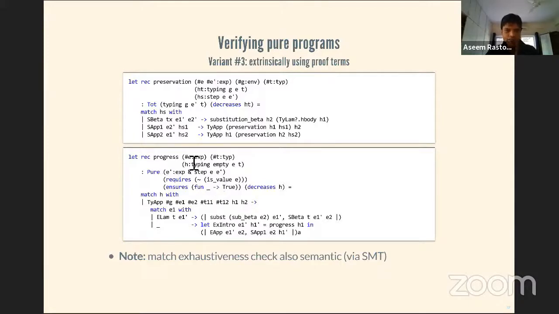It's saying that, okay, if I give you an expression E and a type T such that E has type T, and it has a precondition that E is not a value, then return to me an expression E prime and an evidence that E steps to E prime. Now this evidence so far, what we have seen was in the logic, right? We were giving it to Z3 and then Z3 was proving it, but we can also make this evidence explicit in F* and construct terms of type step and return them from this function. So it's called verifying extrinsically, using explicit proof terms rather than through Z3.